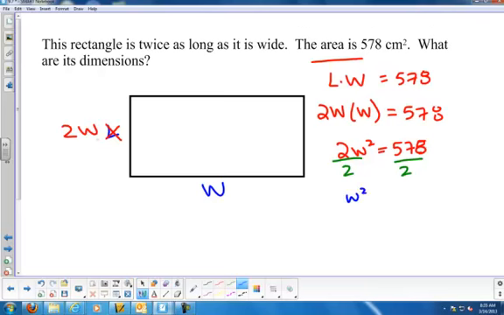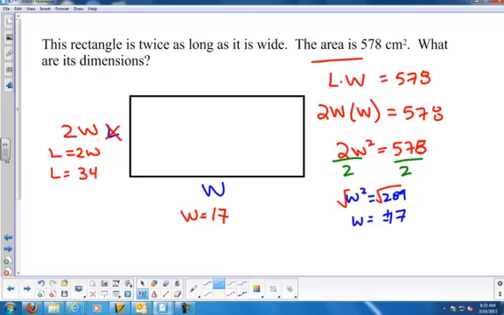So W squared equals 289, and then taking the square root of that, it is exactly 17. In this instance of the story problem, the negative 17 doesn't make sense to have dimensions of a rectangle of negative 17, so we're just going to work with the 17 here. Therefore, the width is 17, and since the length is twice the width, the length is going to be 34. So the dimensions are a 17 by 34 rectangle.